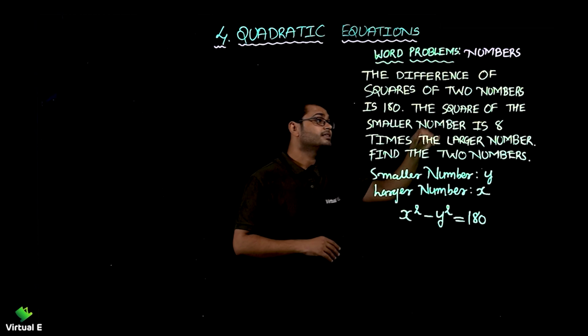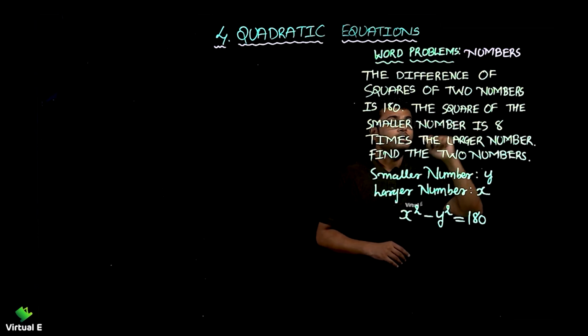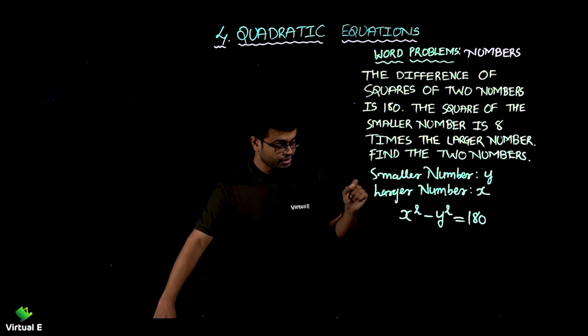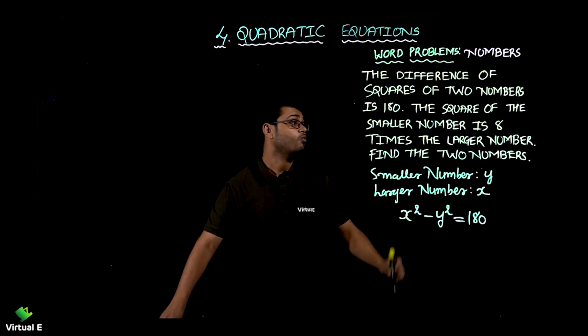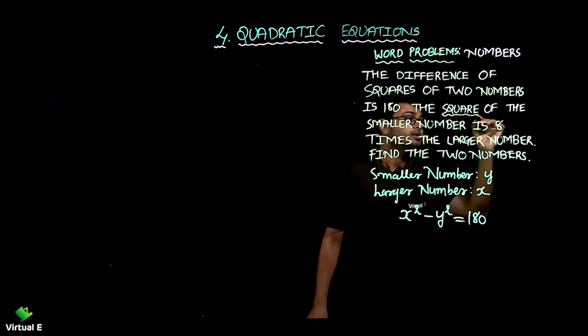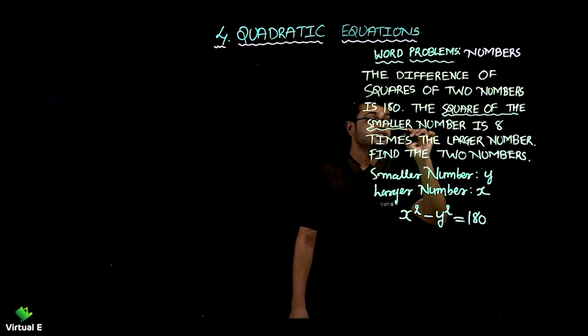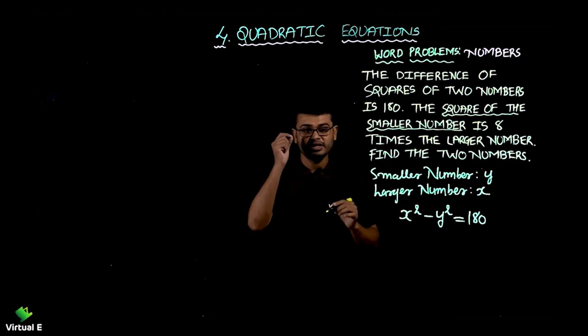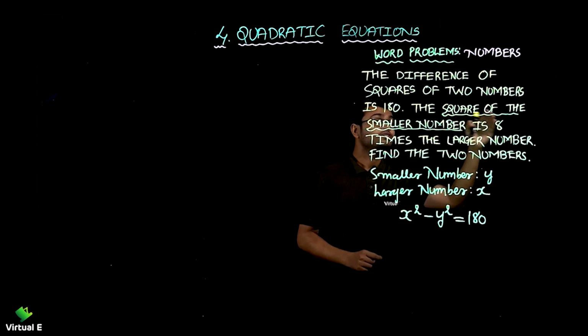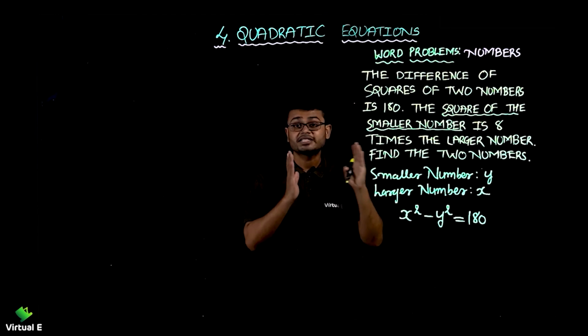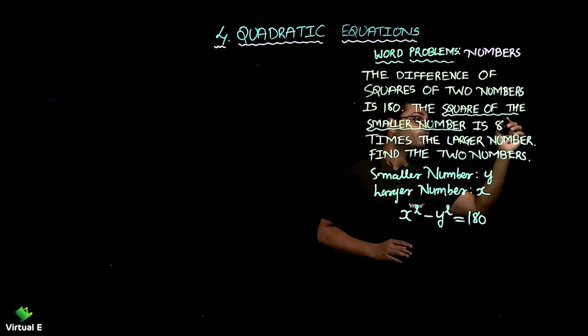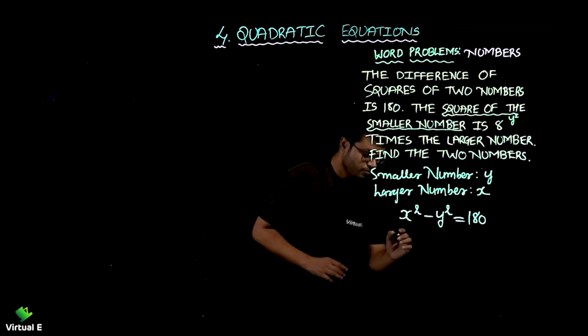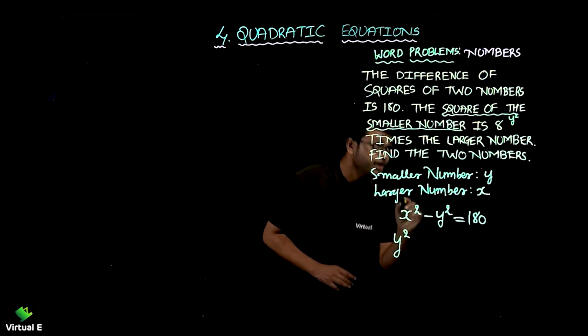So it is given the square of the smaller number. What does it mean? Square of the smaller number. It should be in your mind. Square of the smaller number, which is y square. This is y square. So y square, okay.